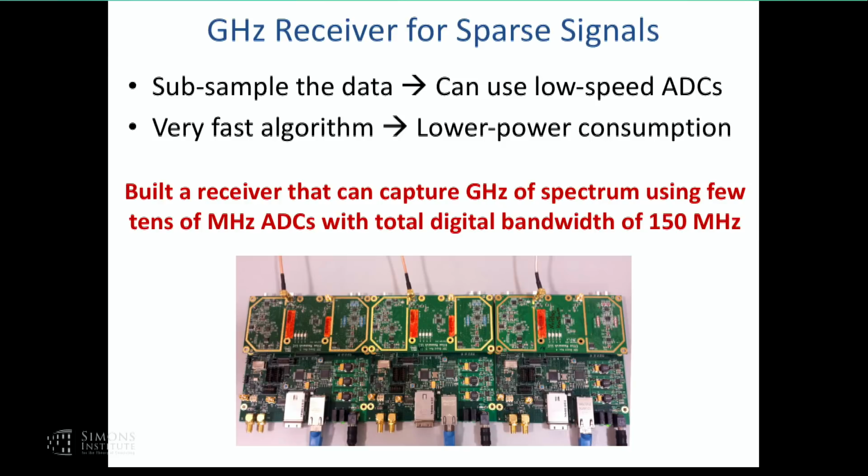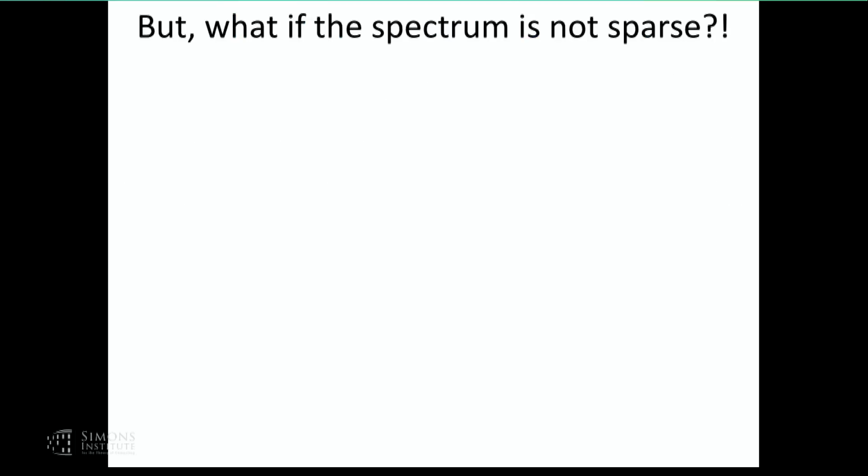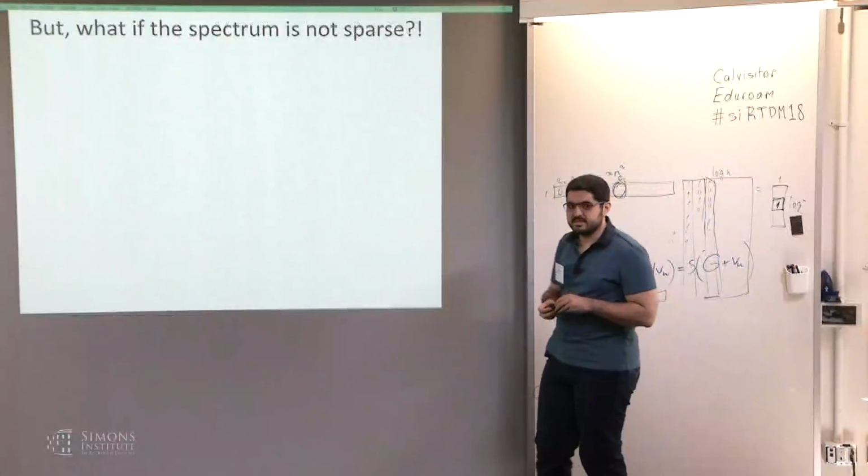At this stage, someone should stop me and say, look, the entire goal of what you're doing is to make the spectrum get used efficiently, right? And if the spectrum is being used efficiently, then it's not going to be sparse. So we kind of went back and defeated the entire purpose. So what are we going to do? What if the spectrum is not sparse? Is there anything we can do, or are we just doomed? Do we have to use high-speed ADCs?